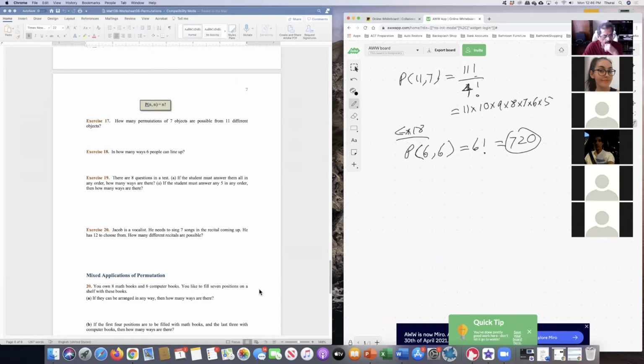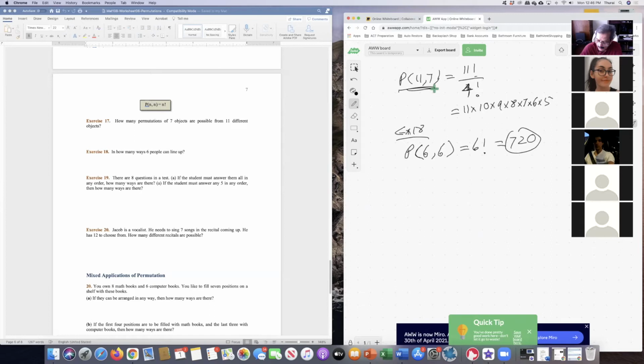I have a question about number 17. I'm sorry. How did we get the number 4 under the 11? Oh, P(11,7) is the answer, right? 11 objects given, you're choosing 7. That's the answer. We are applying the formula to simplify it.